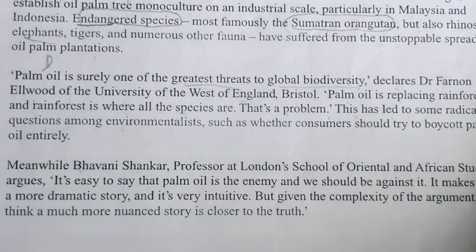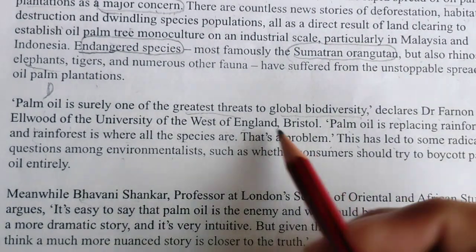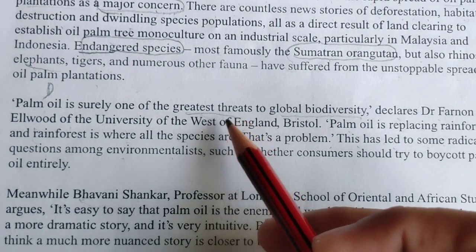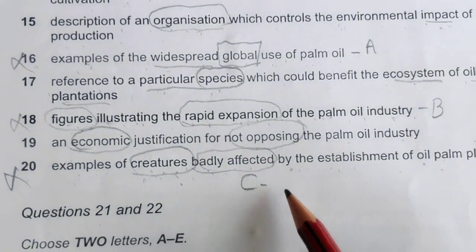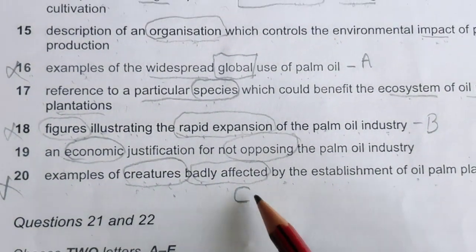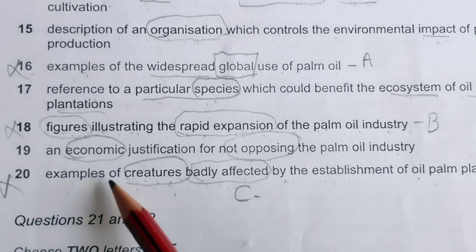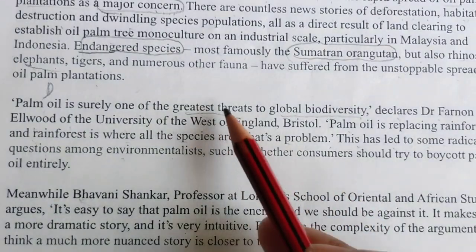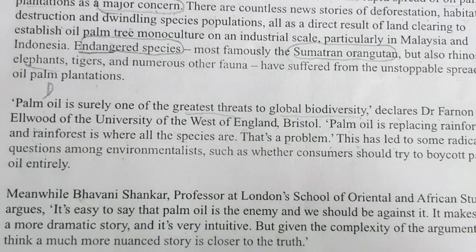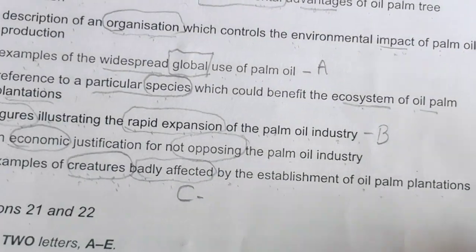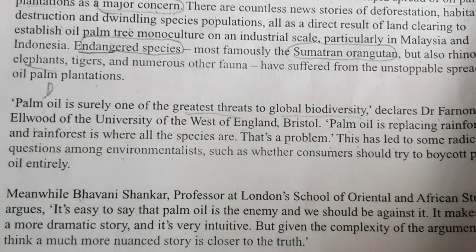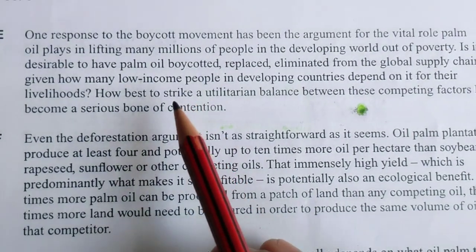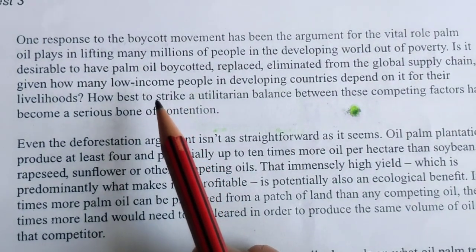So wait, here you can get confused because of the greater threats and all. But we have already found this answer in C: examples of creatures. So examples of creatures they have given in the C paragraph. So D, I don't think D is matching with anyone. Okay, let's move on to the next. Now this is the E paragraph. Let's find where it will fit.